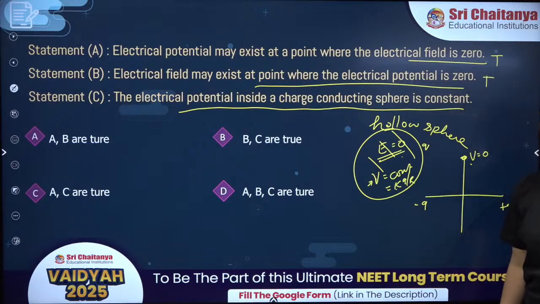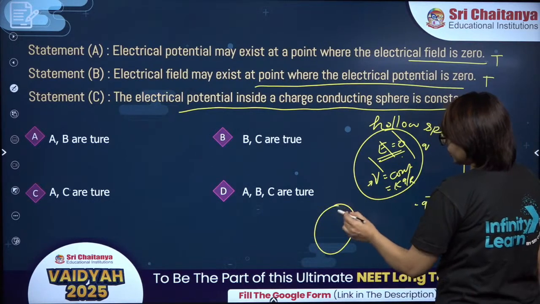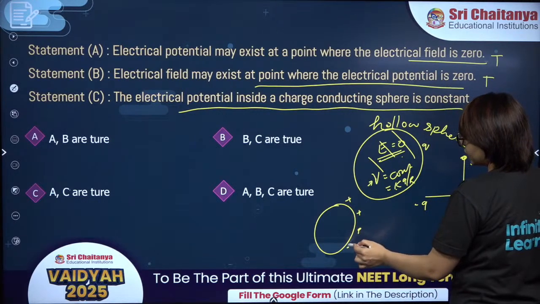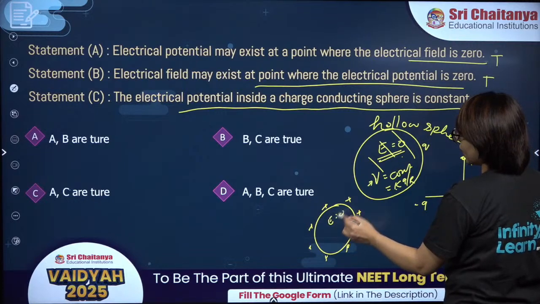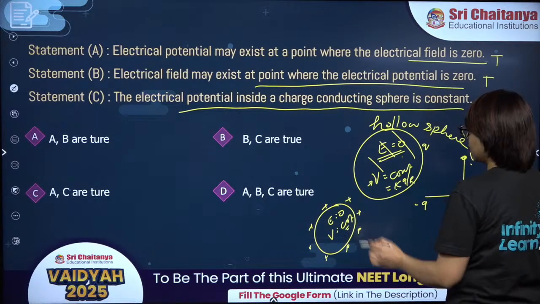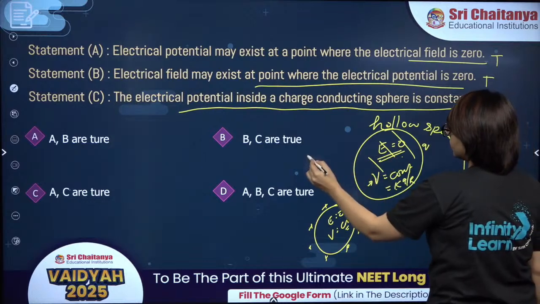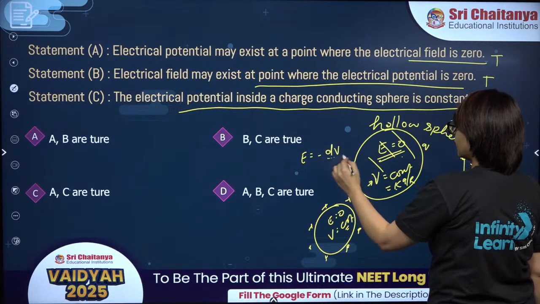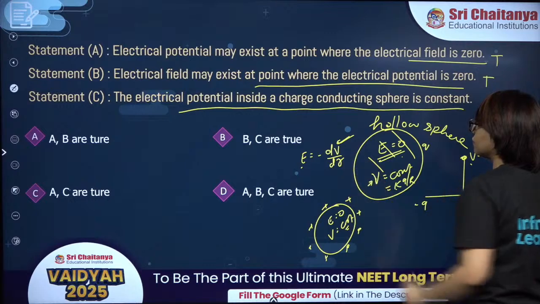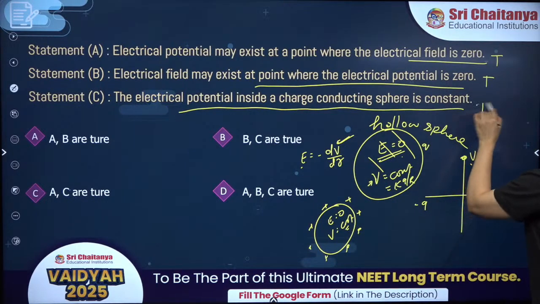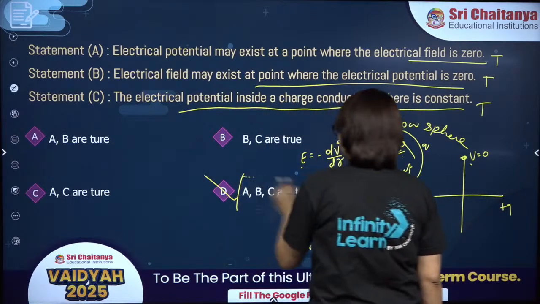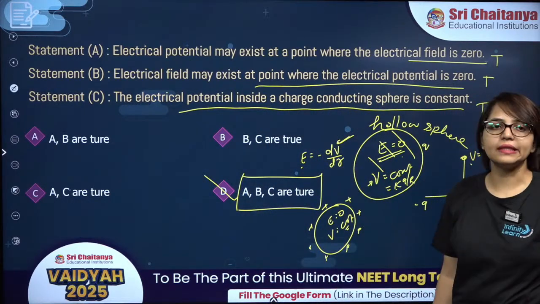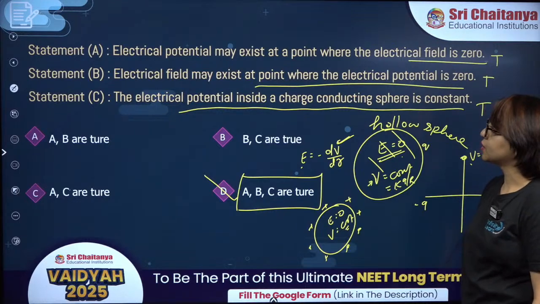Alright, inside a charged conducting sphere, whatever charge you give to this conductor will come out on the surface. So if there is no charge inside, electric field will be zero and electric potential will be constant, right? Because over here, E is equal to minus dV upon dr. So if electric field is zero, potential will be constant. So statement C is also true. So all the statements over here are true. So the correct answer is option D. A, B and C all are true. Chaliye, let's move on to the next one.